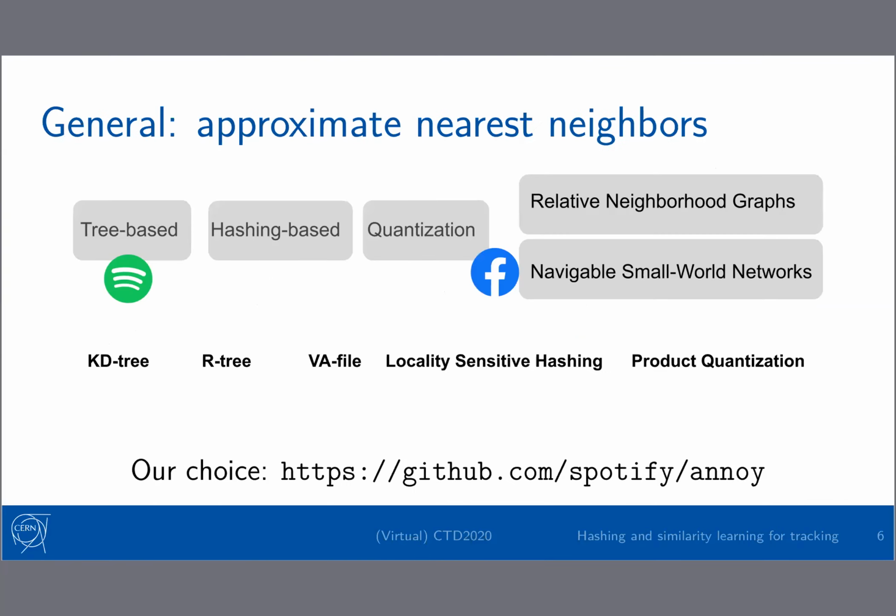This is not the only thing you can do. In general, these types of problems go by the name of approximate nearest neighbor searches. There are quite a few methods available, used by quite a few well-known companies for various purposes. For our studies we ended up using a library called Annoy from Spotify. So we're using their library directly to do these kinds of studies.